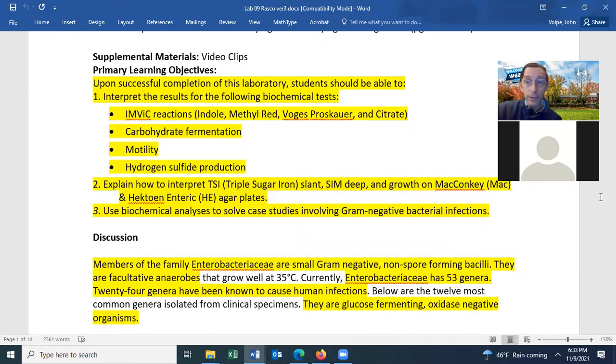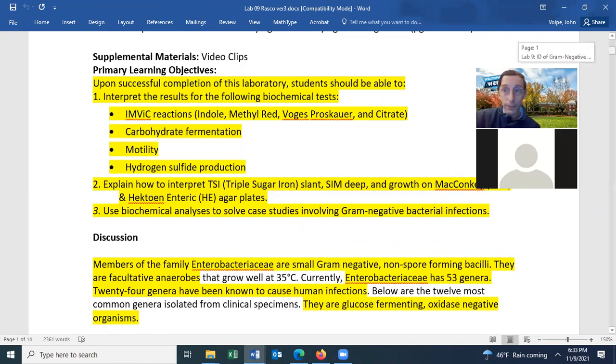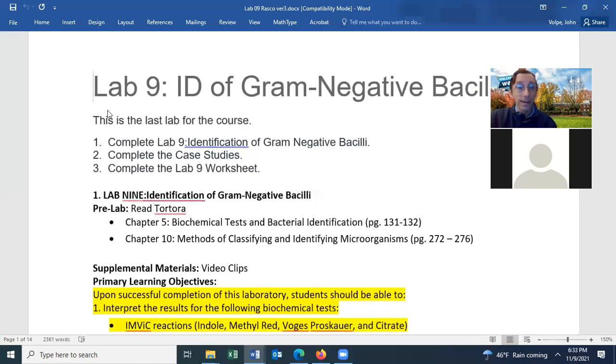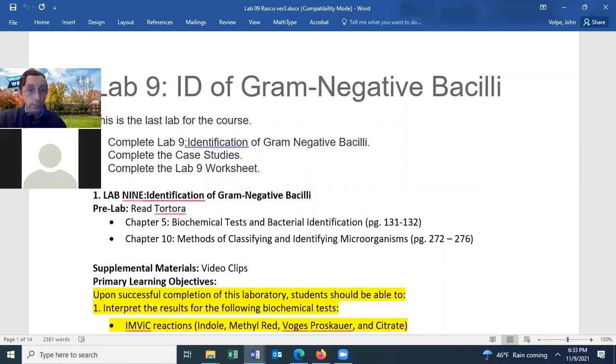All right, so today we're doing lab 9. We normally do the labs on Tuesday. Lab 9 is the identification of gram-negative bacilli. You'll complete lab 9, work on some case studies, and there's a worksheet for lab 9. Please do the reading. It's not very much for lab 9, just a little bit of chapter 5 and chapter 10.